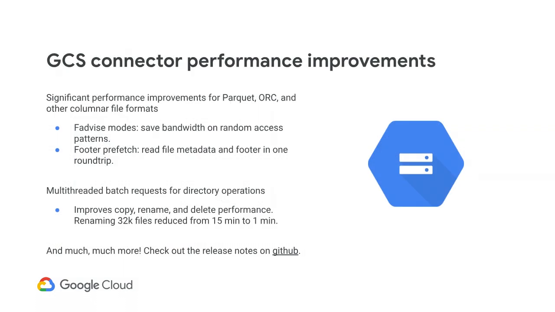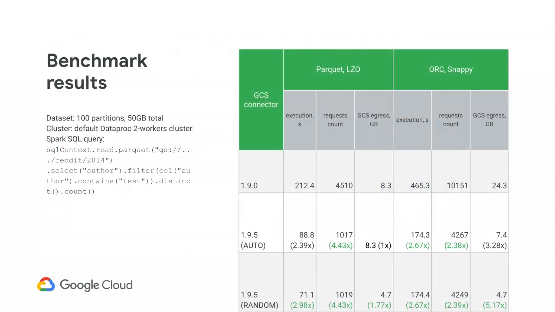And finally, I'll run through some quick improvements in the GCS connector. There's been a lot of work in the GCS connector in the past year, especially around performance. So the first big one is really around supporting columnar file formats. So the idea is with these columnar file formats, you might have a footer at the end of the file. And so if you're filtering data, you might be able to skip the entire file or just read a small section of it. So we really improved random access patterns in the GCS connector, and that's what really makes it up to 4 times faster for certain Parquet workloads.